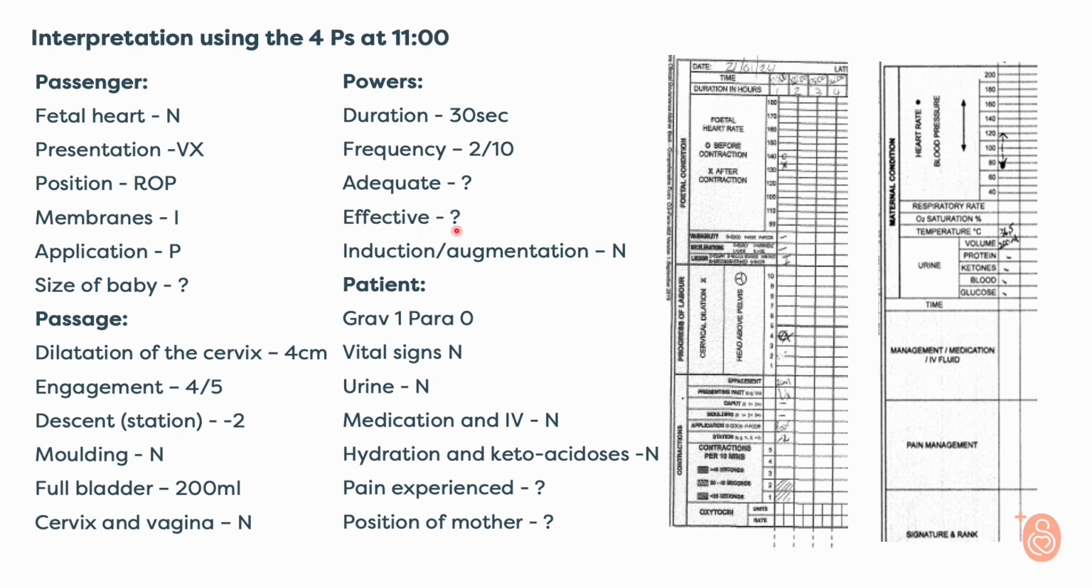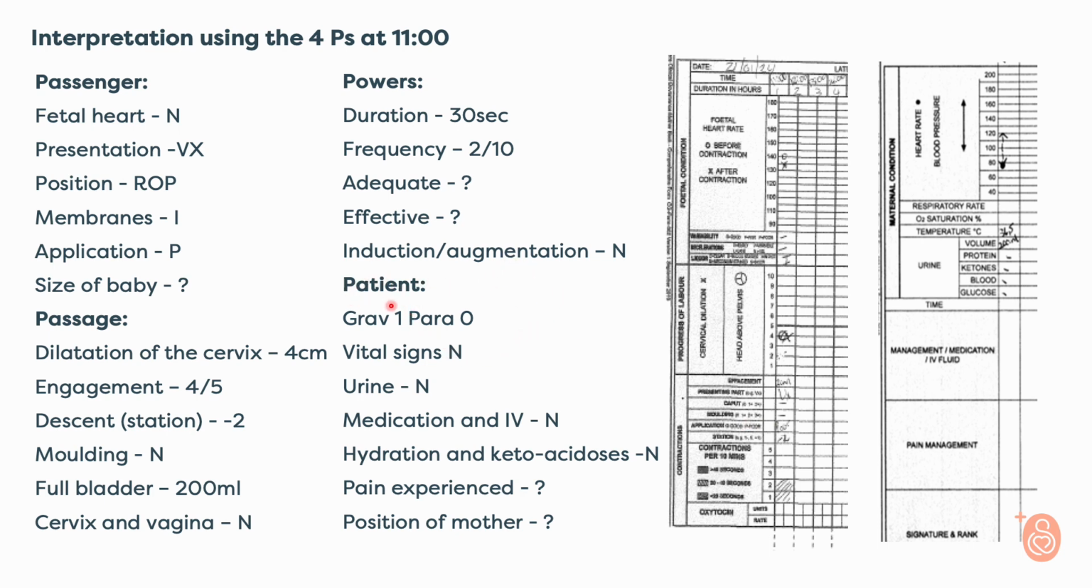The definition of effective contractions means they might be adequate, but they also have to cause labor to progress. So if the contractions are adequate and there's progress in labor, we say that the contractions are effective. So in this case, we can't really say, because this is only the very beginning where we see the patient for the first time. So we can't say whether the contractions are effective or not. If we look at the induction, augmentation, we see that there's no induction or augmentation.